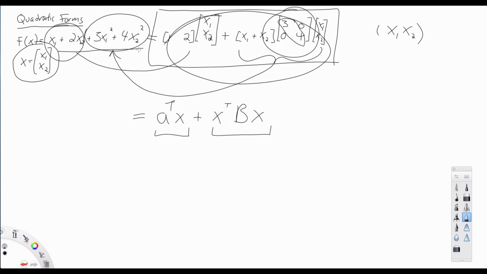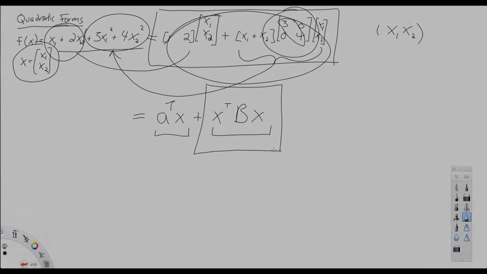Now, if we are talking about quadratic forms, this specifically refers to functions that only include this quadratic term. And quadratic forms are really foundational to some of the derivation of optimality conditions, to understanding the nature of nonlinear optimization, and also to numerical algorithms for optimization.